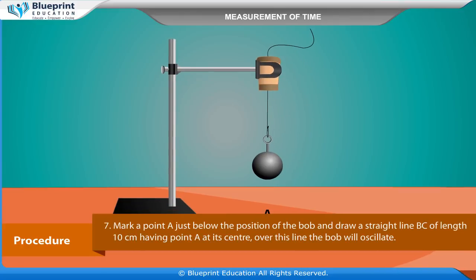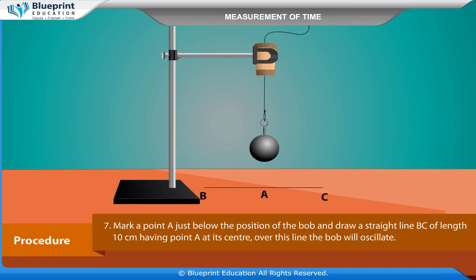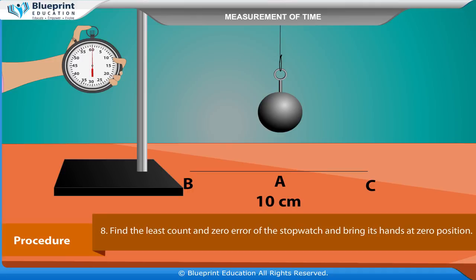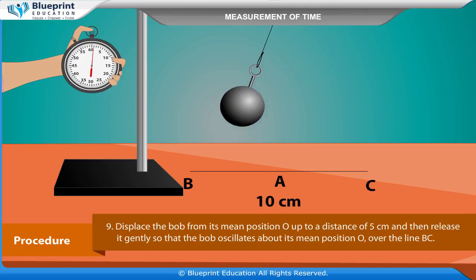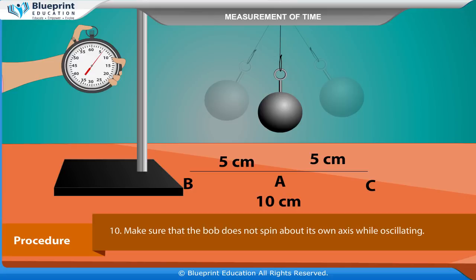Mark a point A just below the position of the bob and draw a straight line BC of length 10 cm having point A at its center. Over this line, the bob will oscillate. Find the least count and zero error of the stopwatch and bring its hands to zero position. Displace the bob from its mean position O up to a distance of 5 cm and then release it gently so that the bob oscillates about its mean position O over the line BC. Make sure that the bob does not spin about its own axis while oscillating.